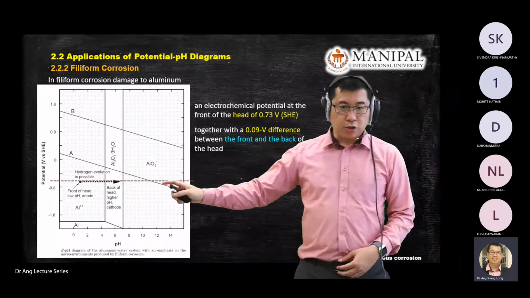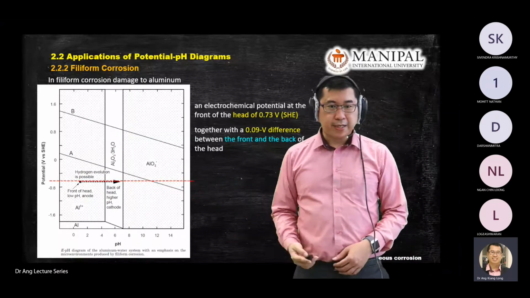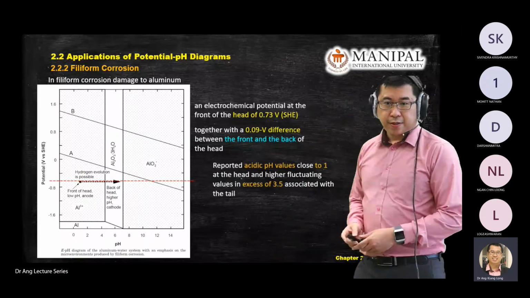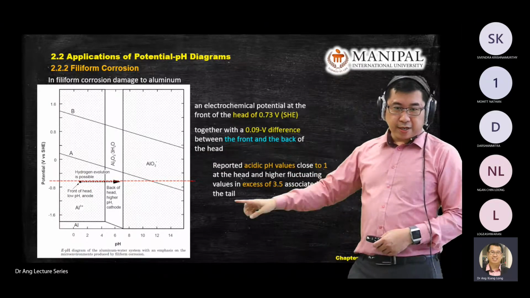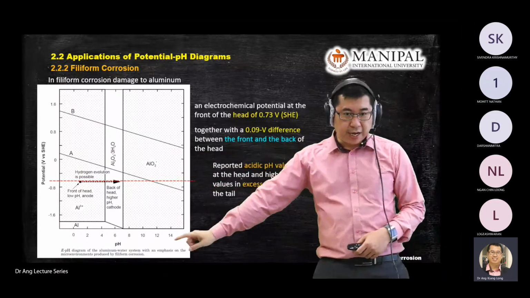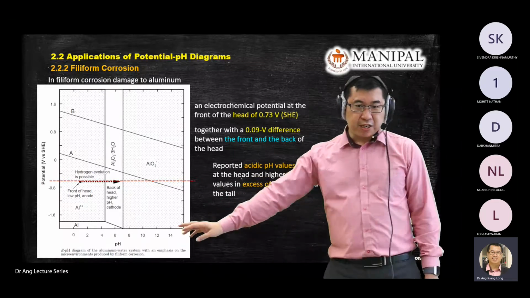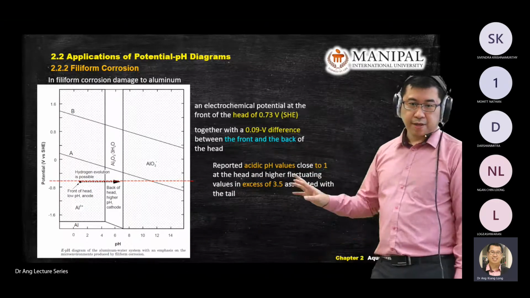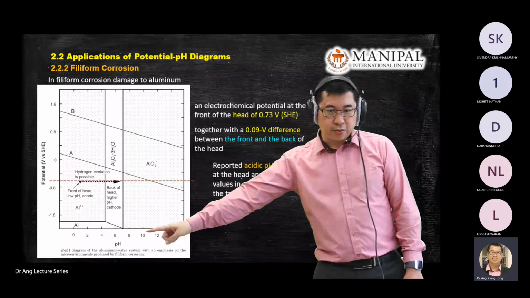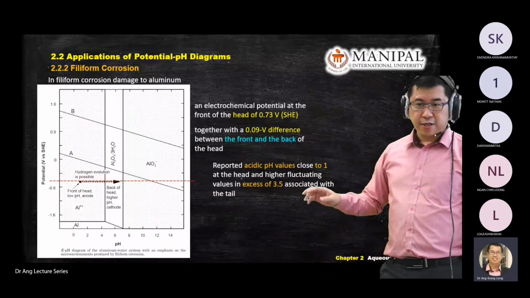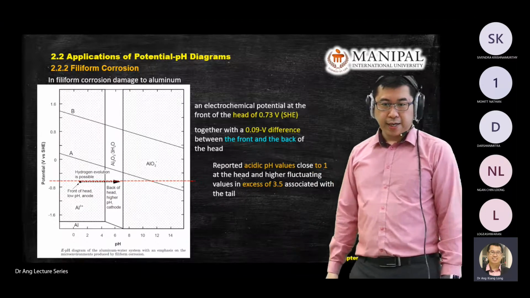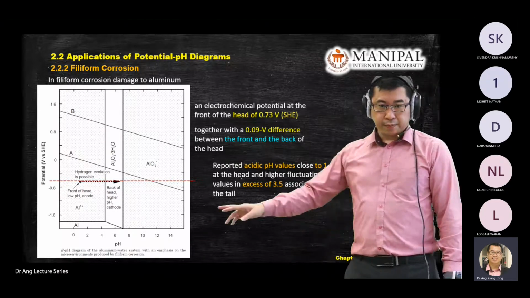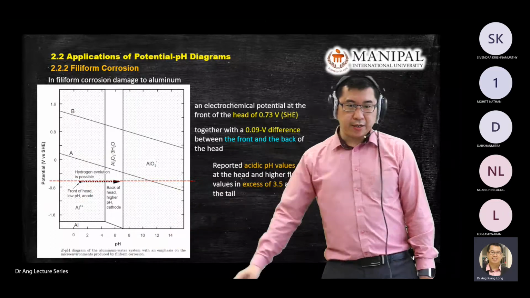So you draw the line just to explain the process. From the head, the dot there, you project down, you know that the pH value is acidic. You project down, you know that it is the acidic region. What is the value of pH at the head? And what is the pH at the tail there?